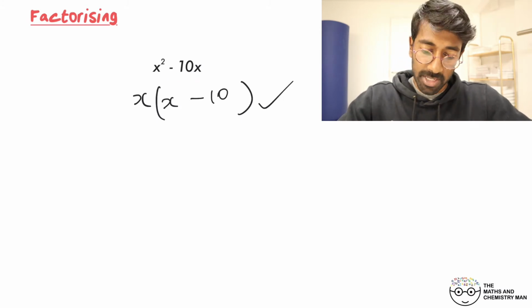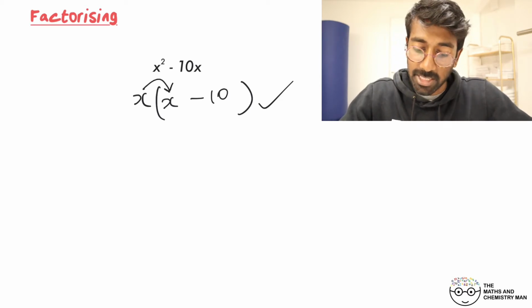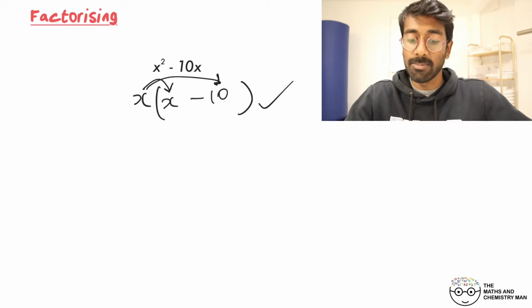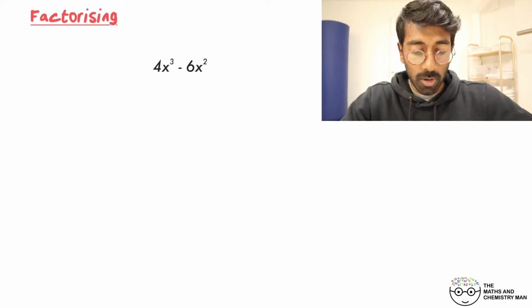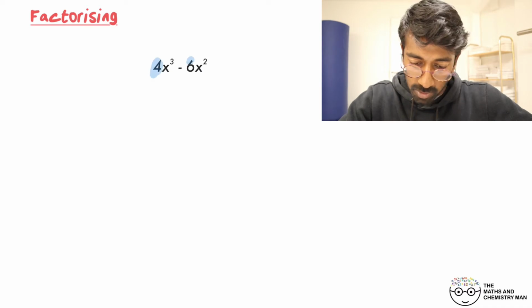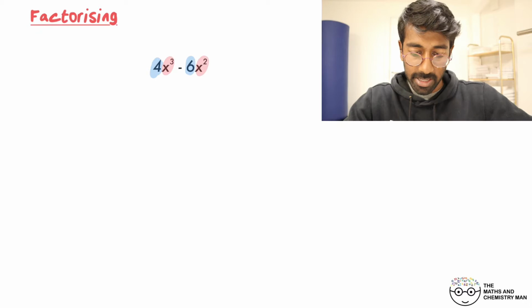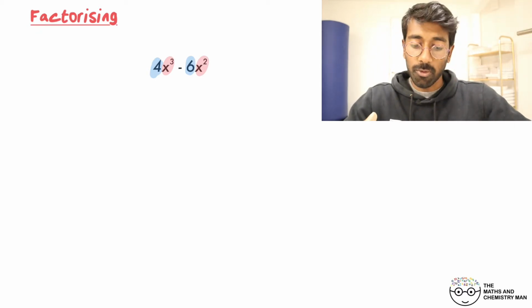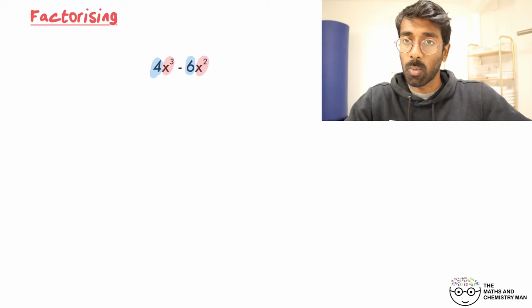Done. Simple. How can you check it? Expand it again and check it's right. So you could do x times x is x squared, x times minus 10 is minus 10x. Next one, same thing, except we've got some numbers, so the 4 and the 6, and we've got some powers there on our x's. So we'll need to look for common factors between the numbers and then between the powers there of x. So common factors of the 4 and the 6, 1 and 2.